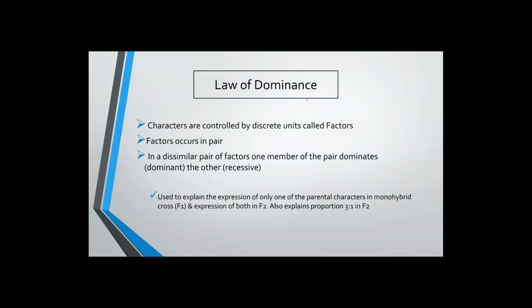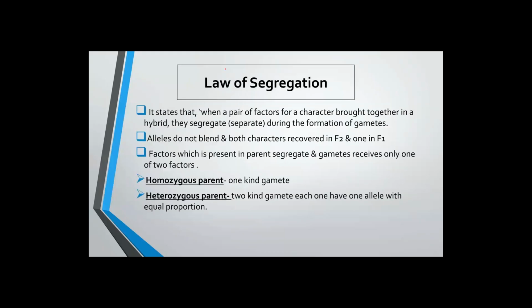Now moving to the law of dominance, as I mentioned, the characters are controlled by discrete units called factors, and factors occur in pairs. In a dissimilar pair of factors, one member of the pair dominates the other. For example, capital T dominates small t, so that is why it has the character tallness. Now, the law of segregation states that when a pair of factors for a character are brought together in a hybrid, they segregate during the formation of gametes. So alleles do not blend. That means both characters are recovered in F2, and only one in the F1 generation.